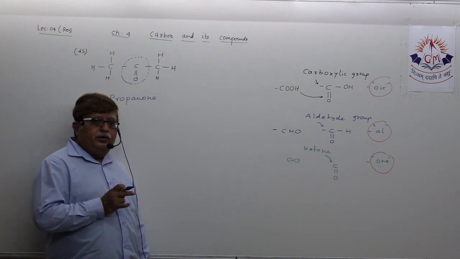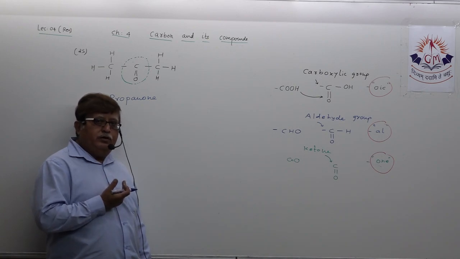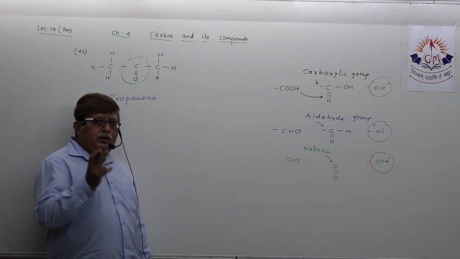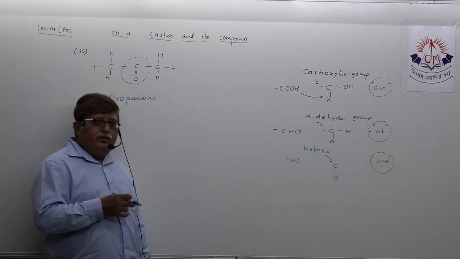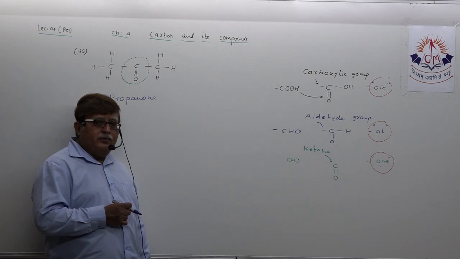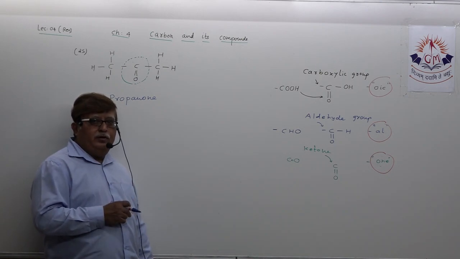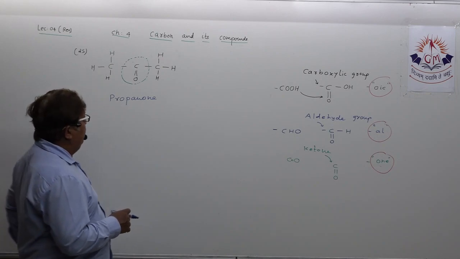Find the presence of any functional group. Is it here C double O? That means the suffix has been fixed: O N E. Now count the number of carbon atoms. 3 carbon atoms. I have already given you the series C1 to C10. 3 carbon atoms means propane. Add ONE, propanone. The name is quite simple now. You understood this, right?